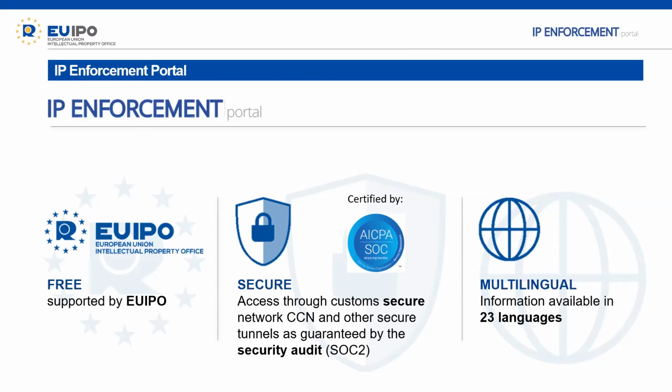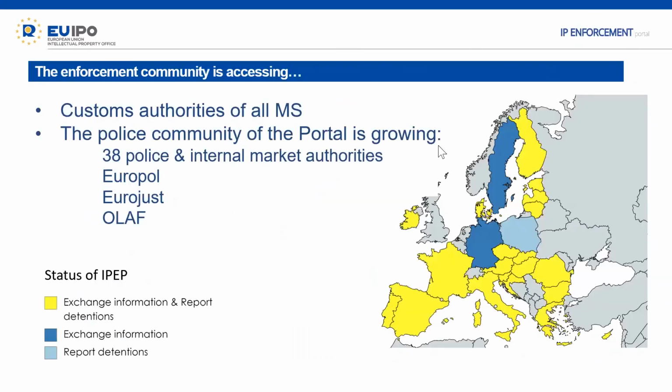And for enforcers, for customs, we are federated with their intranet, so they access from their own internal network. And for police, they can only access from their premises via a static, secure IP address. So we always know when it's an enforcer looking in. And as I mentioned before, the tool is multilingual. It works in the 23 languages. Right now, we have 70 authorities accessing the portal. It's, of course, the customs authorities of the member states, plus police and internal market authorities from the various member states.